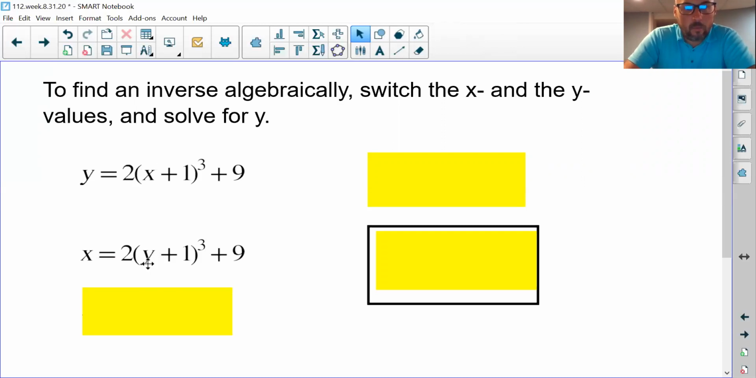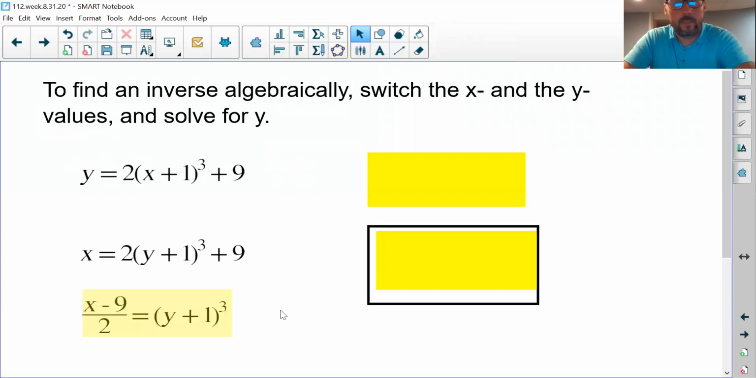So how do I get y by itself? I always like to think y, you're adding 1, and then you're cubing that, and then you're multiplying that by 2, and then you're adding 9. So that's 4 things that are happening. So that means you have to undo 4 things. You have exactly 4 steps. And you start with the last thing that you did. The last thing we did was add 9. So I'm going to subtract 9. And then I'm going to divide by 2.